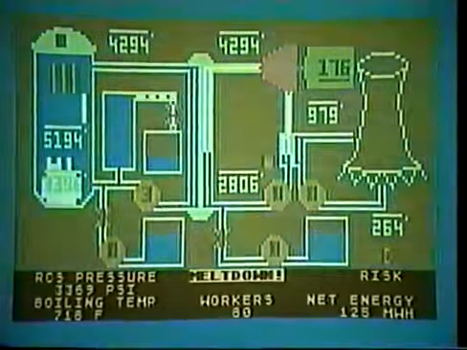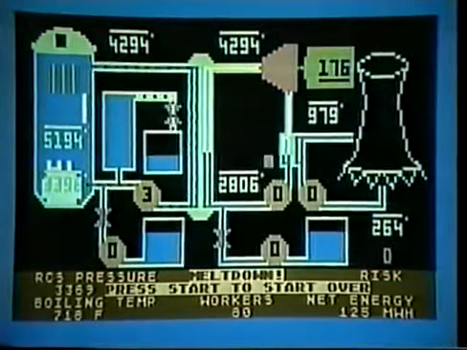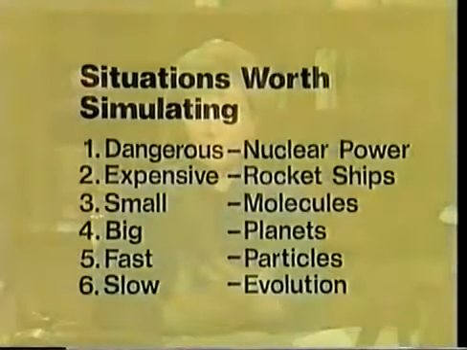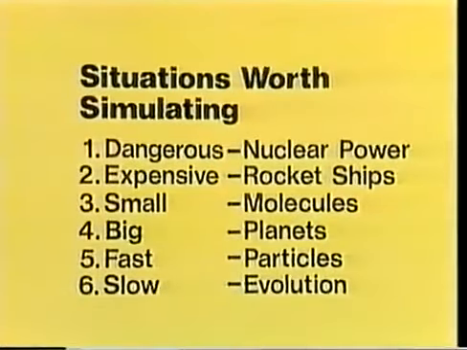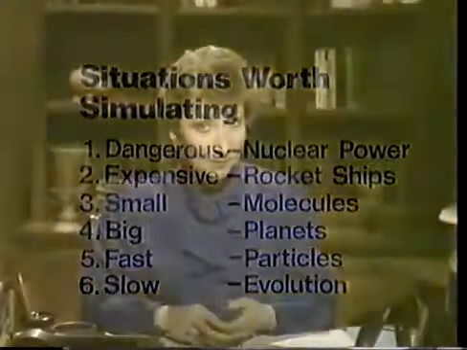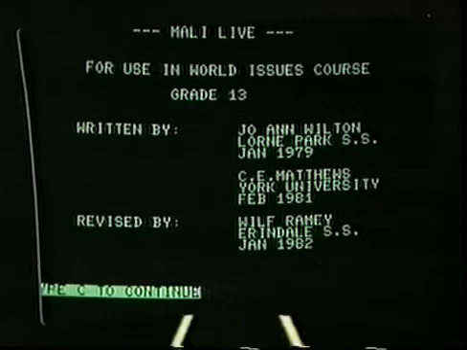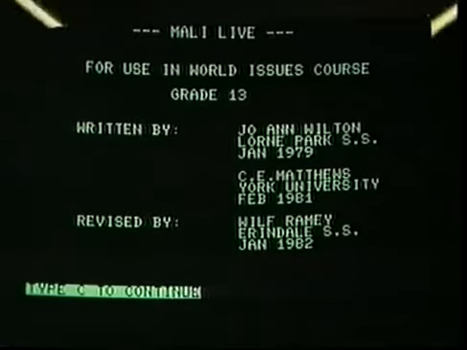Meltdown. Wow. Well, I can see it's safer to practice on a simulation than the real thing. That's one of the main reasons for using simulations, to experience things that are very difficult to experience in reality, either because they could be too dangerous, too expensive, too small, too big, too fast, or too slow. And all of these have, in fact, been simulated on the computer. But now let's go to an actual classroom to see how simulations can fit into a geography lesson.